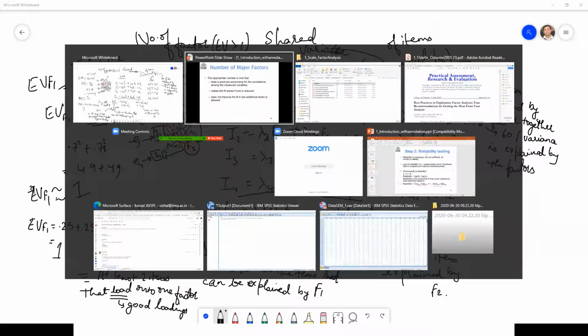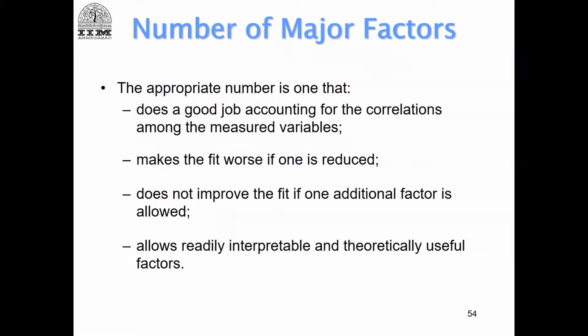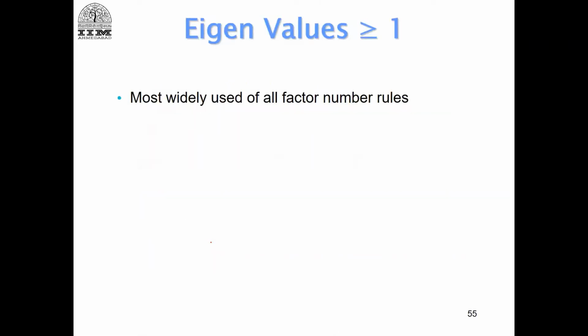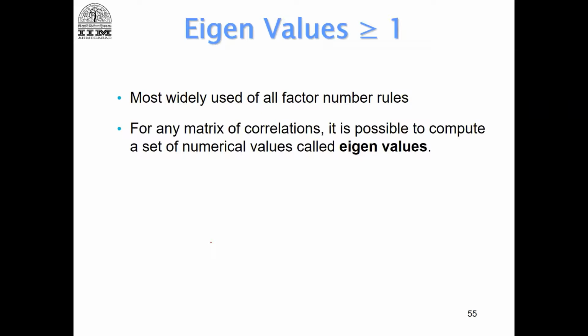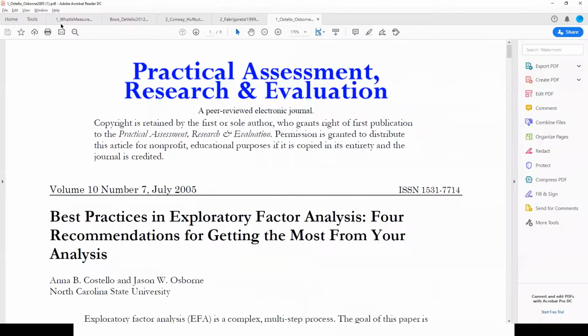So that is the whole maths, or very simply I have tried to explain the reason why we go in for this. The most widely used rule is eigenvalue greater than 1. For any matrix of correlations, it is possible to compute these numerical values. You can do it by hand also, and the tool is actually doing this kind of analysis and computing these values for you. Again, where do you read this?